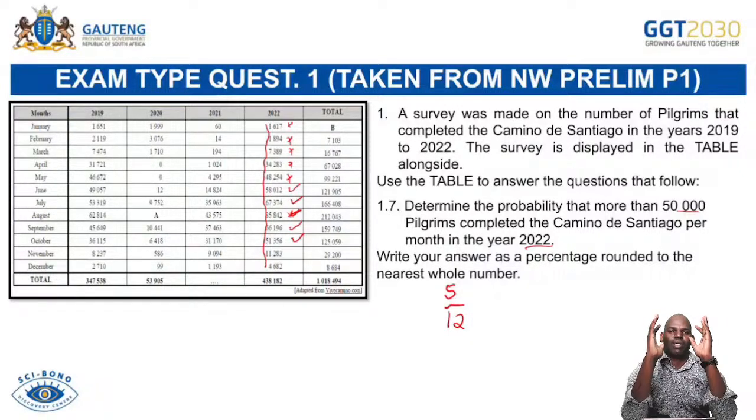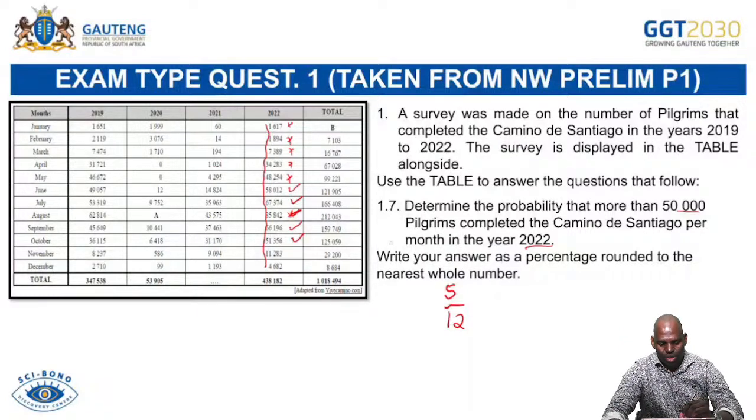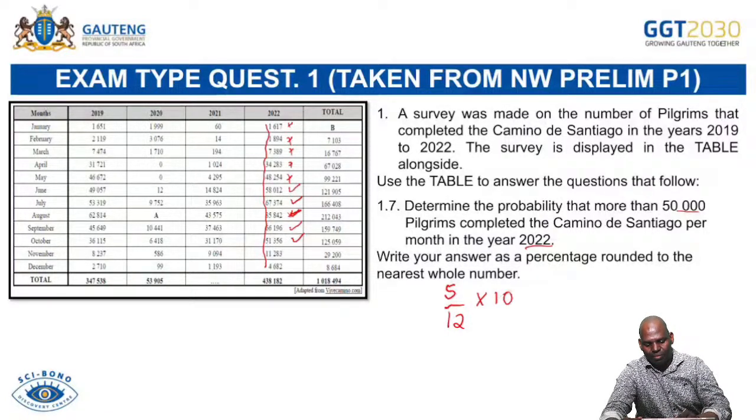Now remember, probability can be written in 3 different forms. That is a common fraction, decimal, and a percentage. So you must always read the instruction. This one, they say write your answer as a percentage rounded to the nearest whole number. Now if this is a fraction, then we just multiply it by 100 to indicate the percentage key.